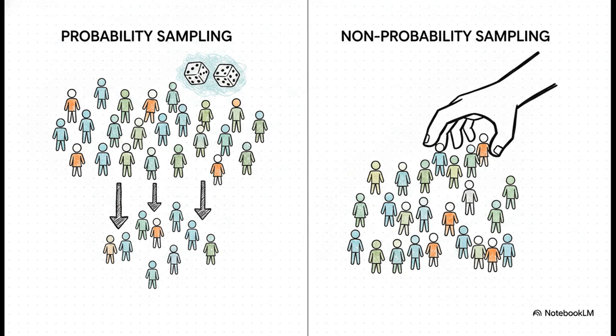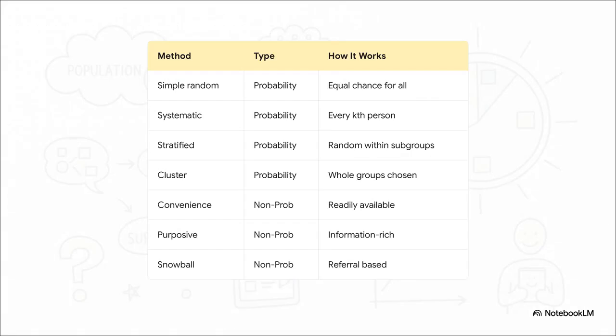Non-probability sampling, however, relies on participants who are selected based on availability, referrals, or just the researcher's judgment. While this is incredibly common in qualitative or exploratory research and perfectly valid for those specific aims, it strictly limits your ability to generalize your statistics to the broader population. And there are quite a few specific methods you might use under those two umbrellas.